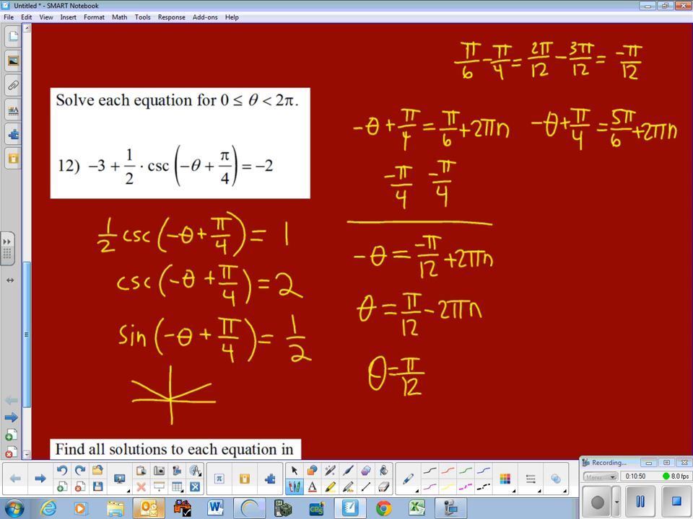But if I go a full rotation around the circle, because I still have 2 pi n, I'm going to be outside of the 0 to pi over 2 window. So pi over 12 is my only answer.